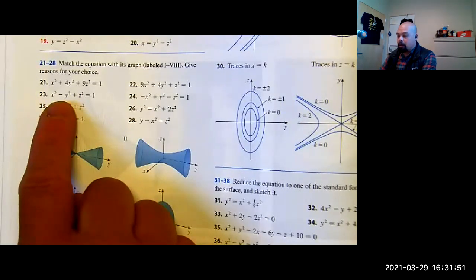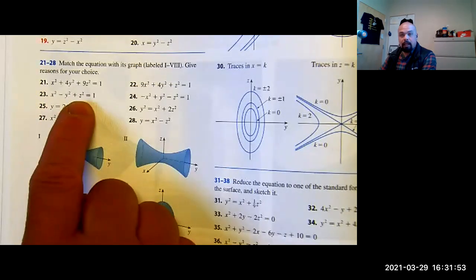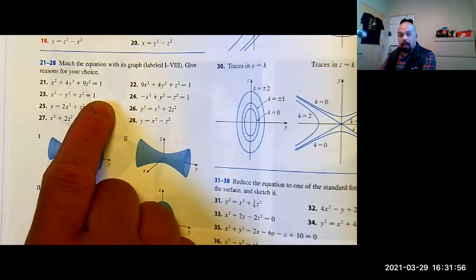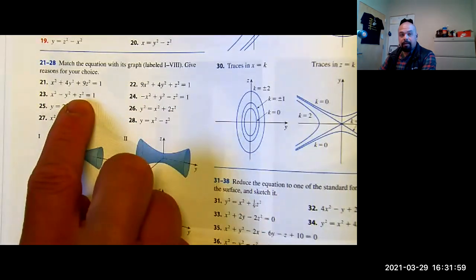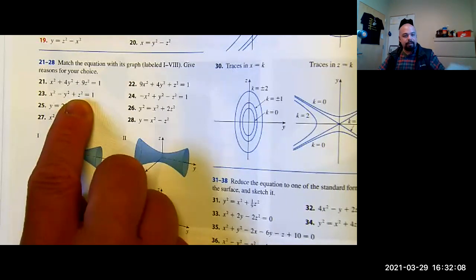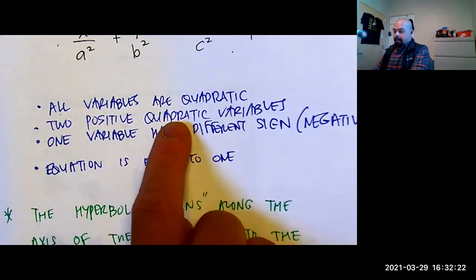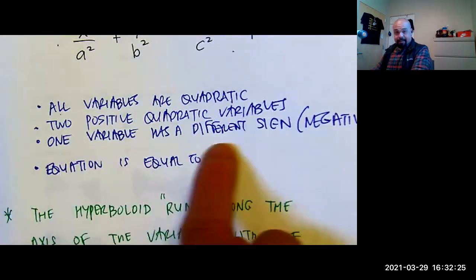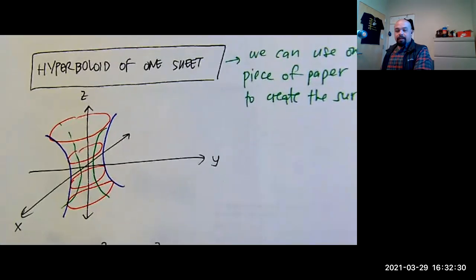23, x squared minus y squared plus z squared equals 1, all quadratic, equal to 1. 2 positives, 1 negative. What's that going to be? Right? So again, I start to think back to those statements we had. All quadratics, okay. 2 positive, 1 negative, quadratic. All variables quadratic. 2 positive, quadratic variables, 1 variable is different sign, negative. Equation equals 1. That's a hyperboloid of 1 sheet.